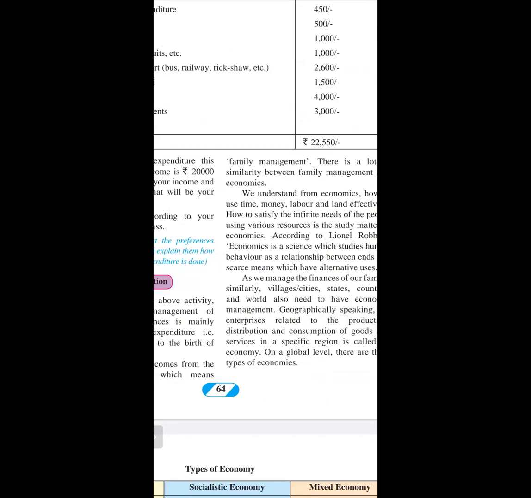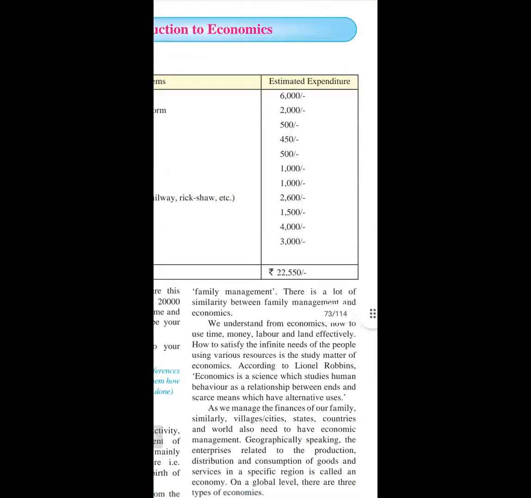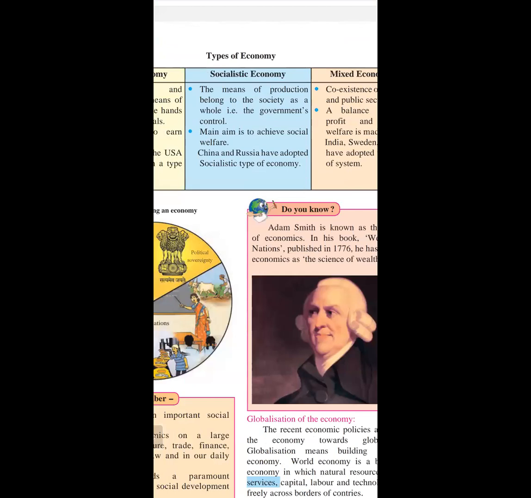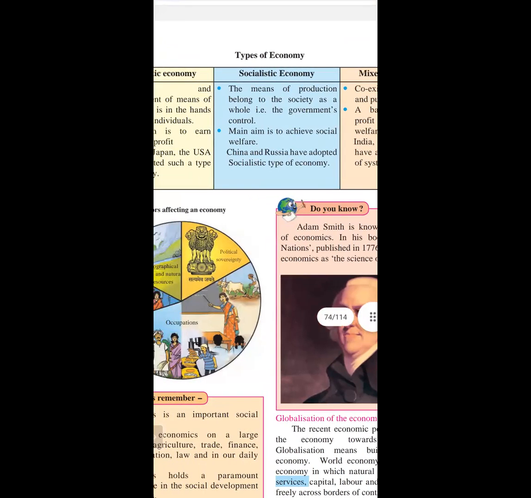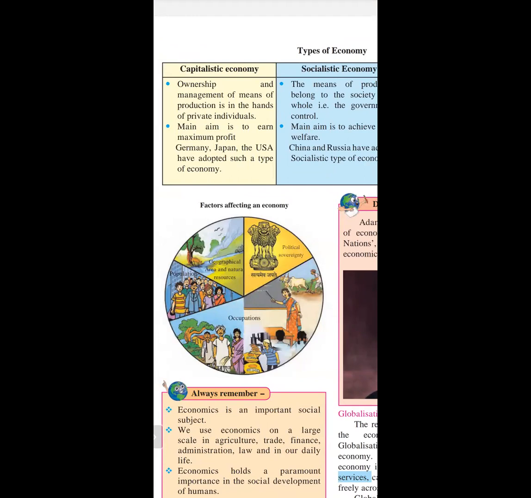The next one, in capitalistic economy, to whom does the ownership and management belong? We know already. Okay, see there is a blue one, the second point, that first point only. That means the production belongs to society as a whole. Sorry, capitalistic economy, yellow color, sorry. The ownership and management of means of production is in the hands of the private individual. Completely, it comes under the private individuals. Developed countries are following this economic system. So you have to write private individuals. Third answer, question number 3.3.